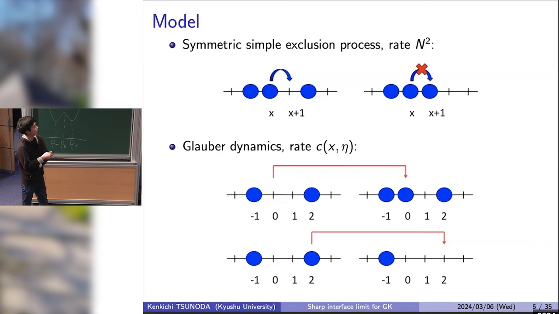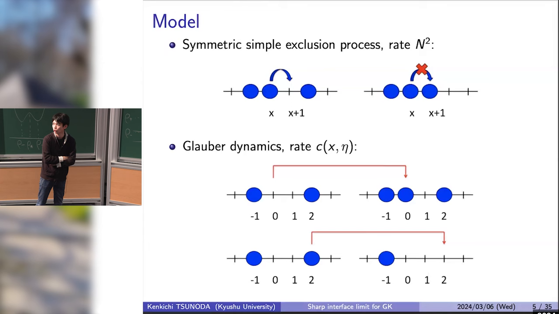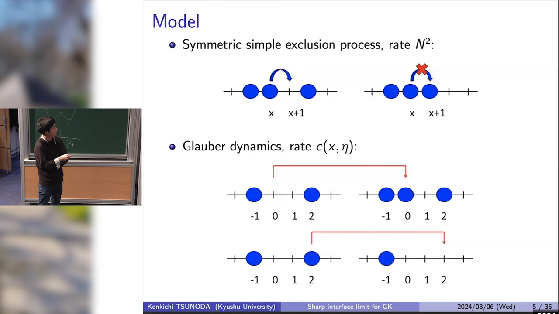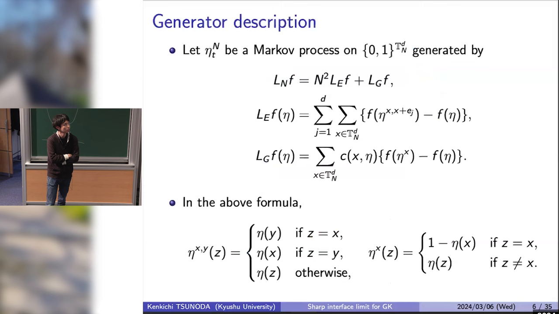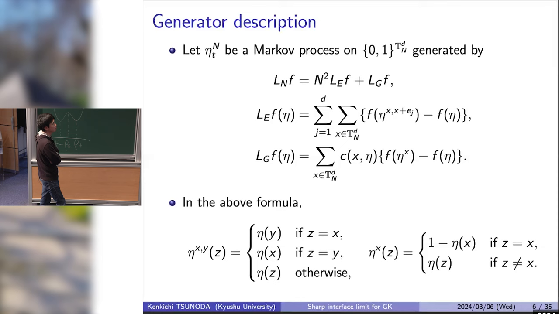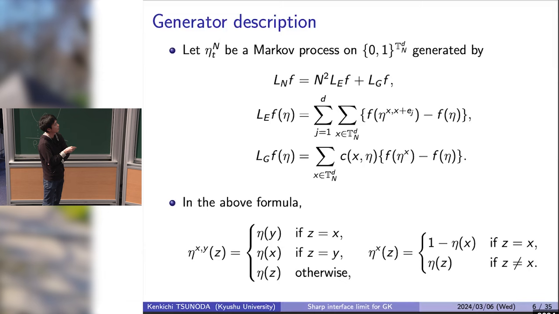And we also have the Glauber part, like this. Glauber part corresponds to the creation and annihilation of particles. So each particle sometimes is created like this, while some particle is sometimes annihilated like this. And its jump rate depends on the configuration around x. So this is a generator description, but it's not important because I think this description will not appear in the later talk. But the important thing is that the Glauber part is determined by its jump rate, c(η, x).